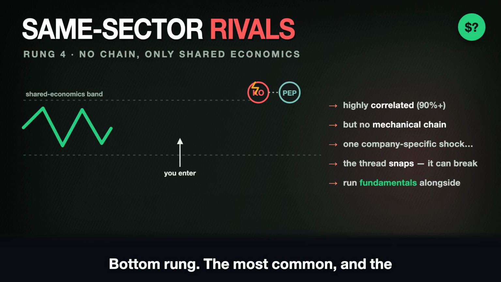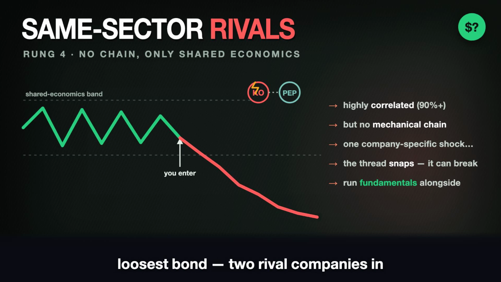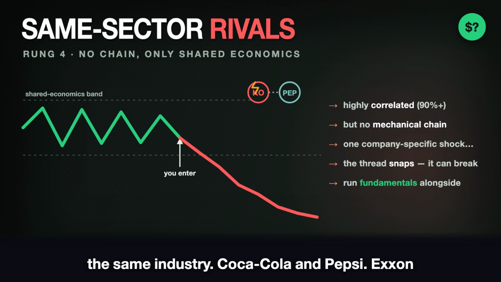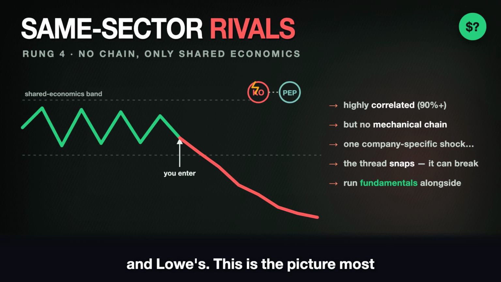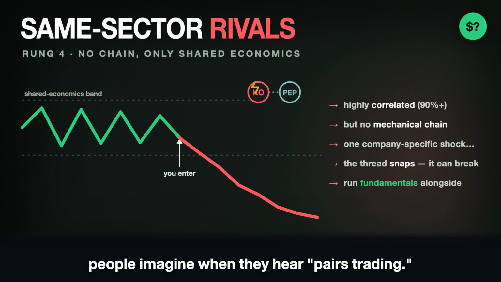Bottom rung. The most common and the loosest bond. Two rival companies in the same industry. Coca-Cola and Pepsi. Exxon and Chevron. Visa and MasterCard. Home Depot and Lowe's. This is the picture most people imagine when they hear pairs trading.